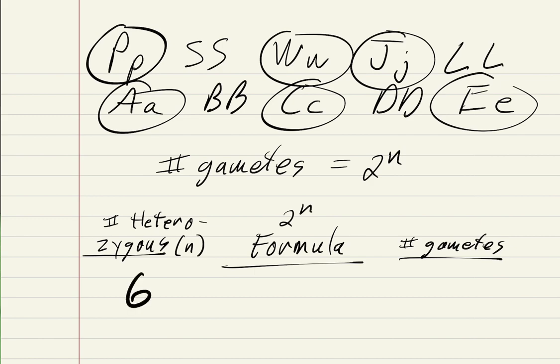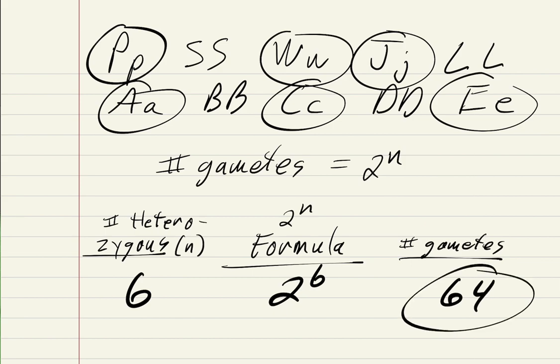So the n here in this case is 6. 2 to the nth power, that would be 2 to the 6th. If you put that into your calculator and hit enter, you'll get the answer to be 64, and that turns out to be the right answer in this case, and you can use this formula with any of these problems.